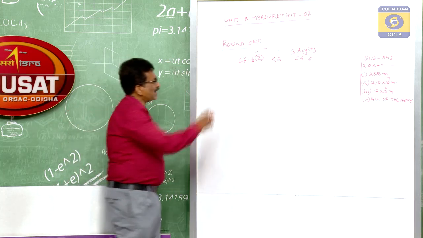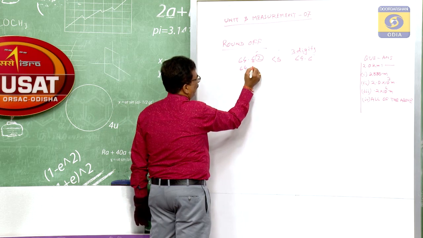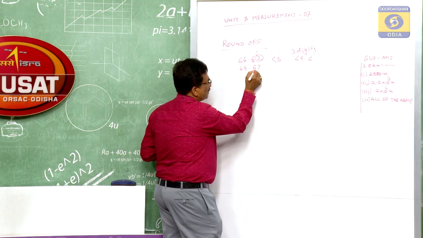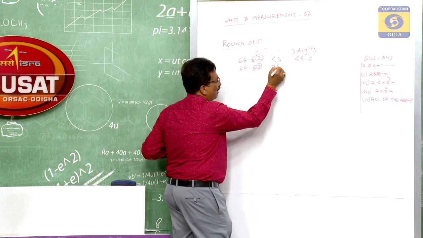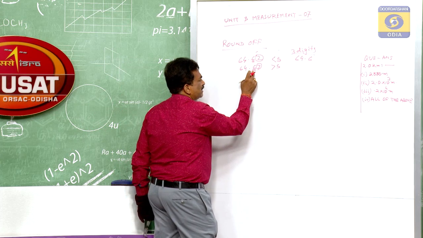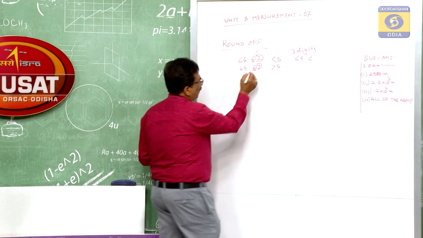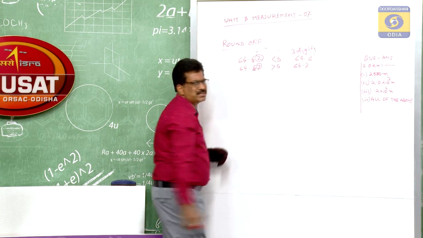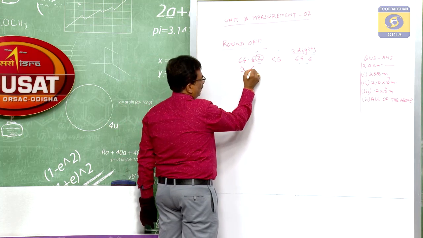Are you clear? As I said earlier, if it is greater than 5, suppose it is 64.67. You see the third place is 6, then the following digit is 7. 7 is greater than 5. If it is greater than 5, what did I say? The preceding digit is to be added with 1. The preceding one is 6, and the 6 is to be added with 1. So it becomes 64.7.